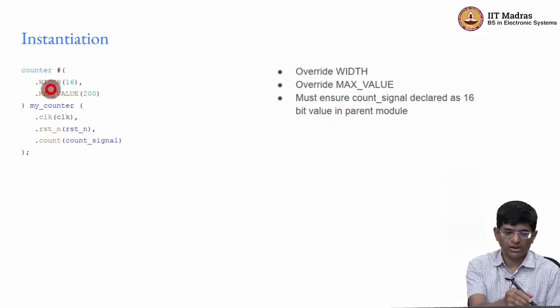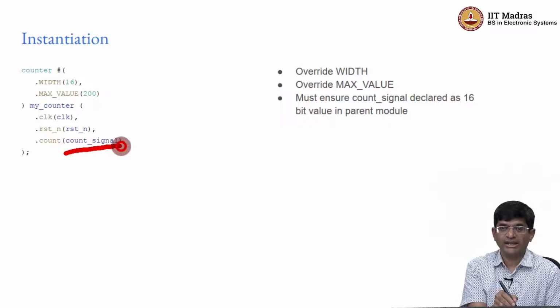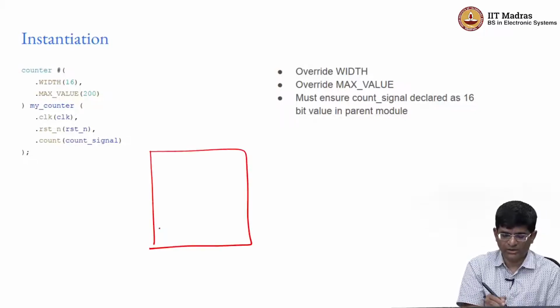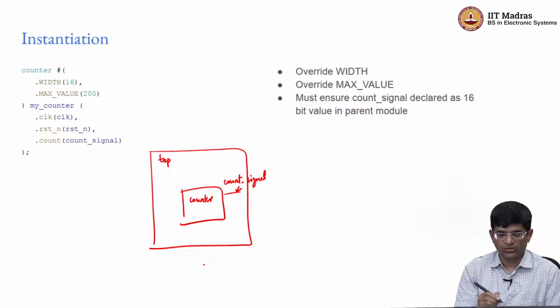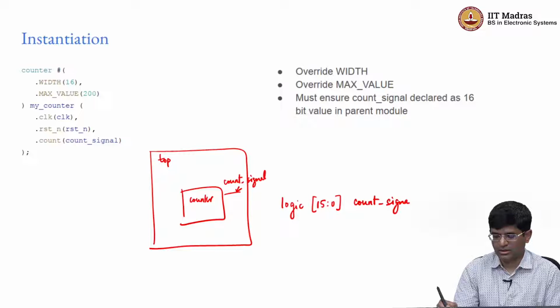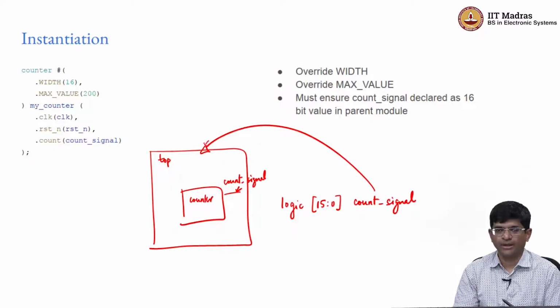Now, one thing to keep in mind over here, my width has been defined as a 16-bit value, but when I instantiate this block, this count signal has to be declared in my parent block, the one inside which I am actually instantiating this. So, I have some kind of a top level block, and inside this I have my counter, and this count signal is essentially a wire that is present inside this top level block, which means that it actually needs to be defined as a 16-bit piece of logic. This definition has to occur at the top level. Only then I can use it properly over here and get the appropriate behavior that I expected.